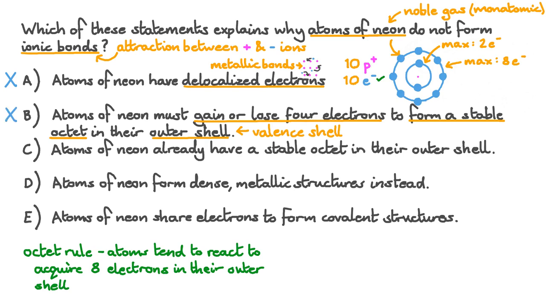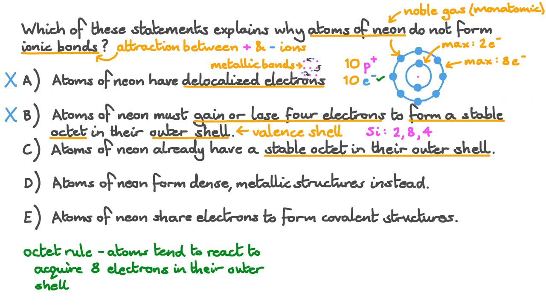8 electrons is an octet, and the second electron shell for a neon atom is the outer shell, so we don't need to lose or gain electrons in this shell to form an octet. However, if for instance we were dealing with atoms of silicon with electron configuration 2,8,4, we could lose 4 electrons to have 2,8, or gain 4 electrons to have 2,8,8.